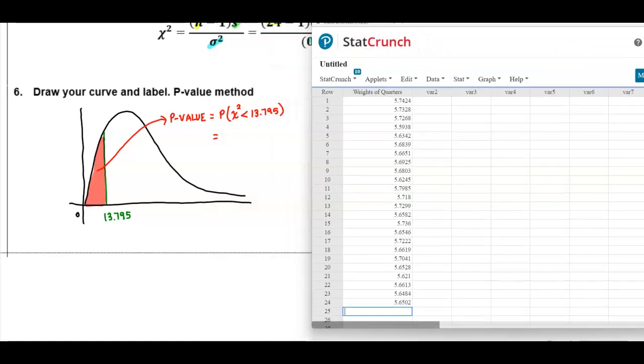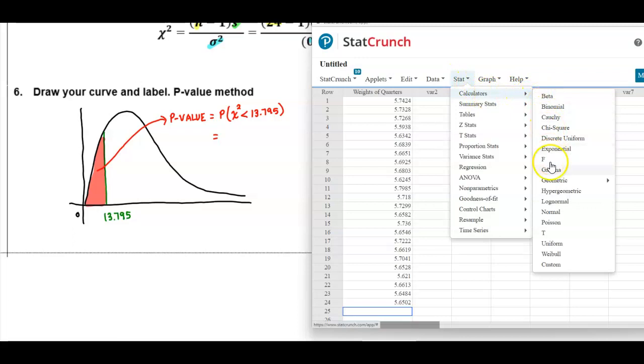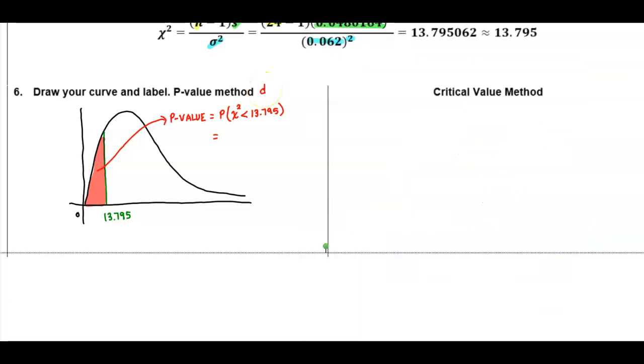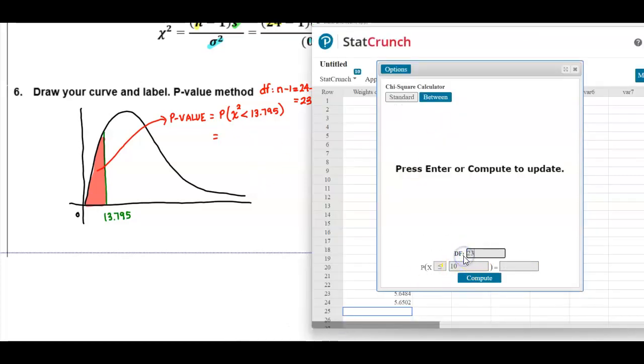Okay, and then what we're going to do now is use the chi-square distribution. So we're going to go to Stat, Calculator, and then scroll all the way down. Go to chi-square. Okay, so what else do we need to know? We need to know the degrees of freedom. The degrees of freedom in our problem, we know is n minus 1. And therefore, we have 24 minus 1, which gives us 23. So that's our degrees of freedom. So we're going to put in 23.